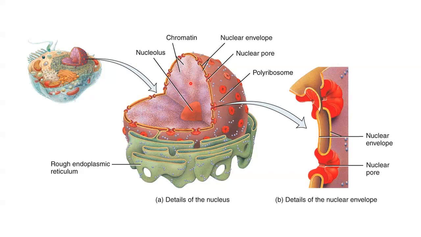Now, the main function of the nucleus is to contain our genetic material. Remember, our genes are arranged along chromosomes. Each chromosome is a long molecule of DNA and proteins. And this mixture of DNA and protein is called our chromatin.